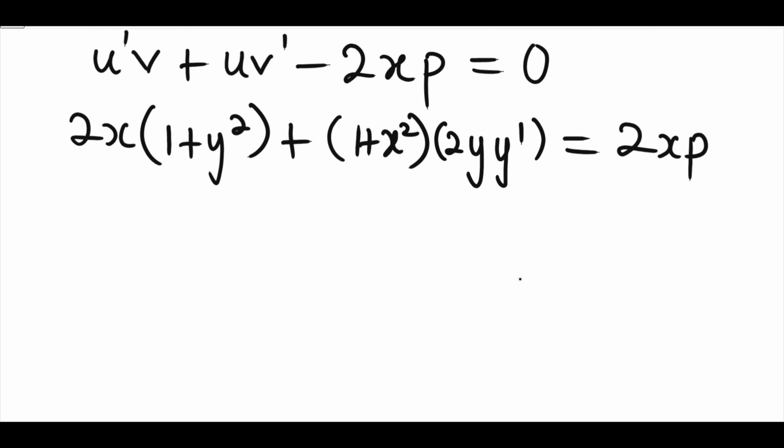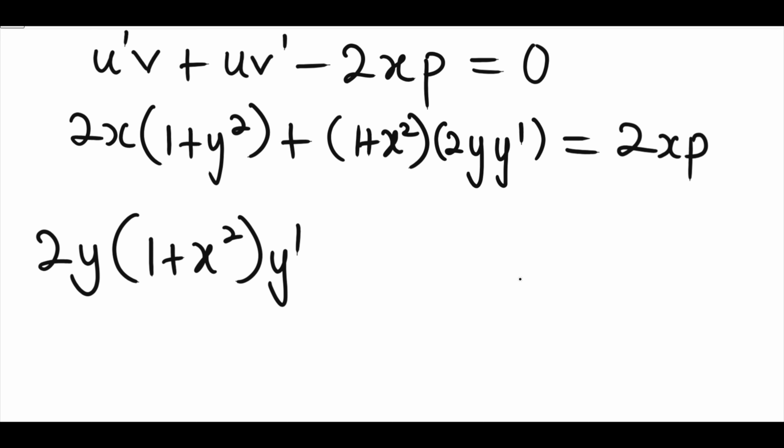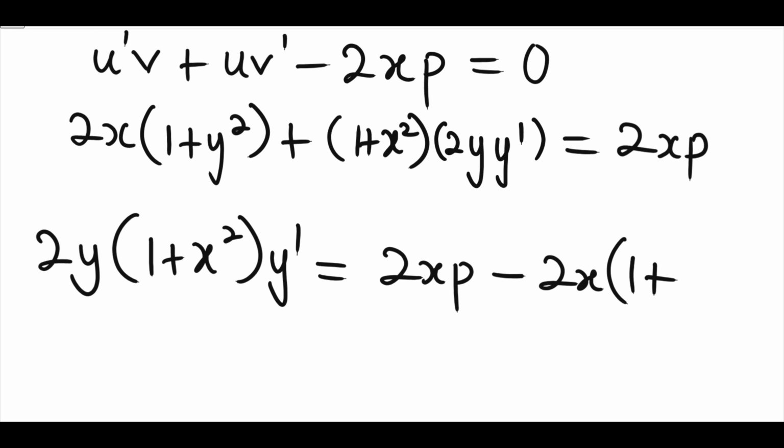So we continue. Let us bring the term with the dy dx. I think we can bring the 2y first because we have 2y here. Then we open bracket 1 plus x squared. Then we have our y prime. All right, multiplication is completed. Then equal to 2xp minus 2x multiplying 1 plus y squared in bracket.